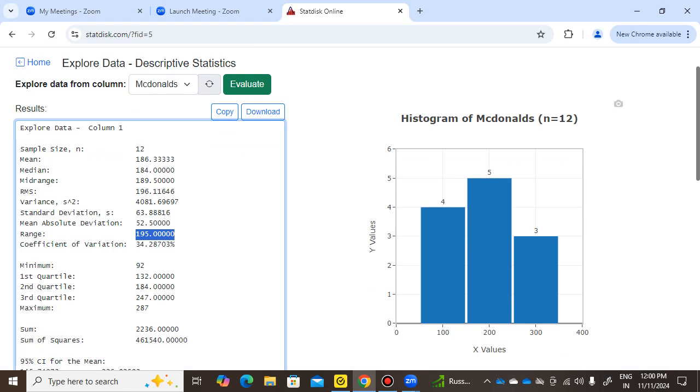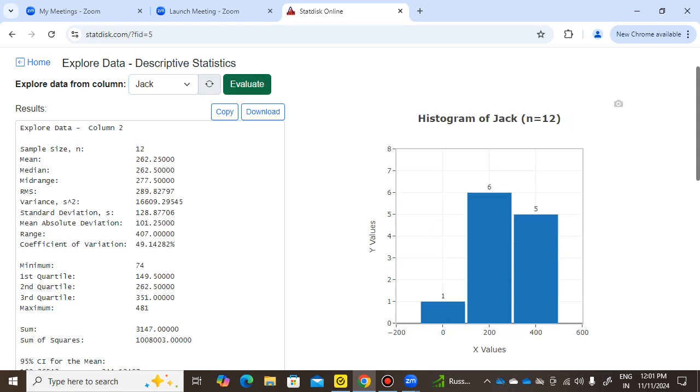195. For the variance, it's 4081.70, rounding the variance to one decimal place. And then for the standard deviation, right below that, 63.89. Okay, so again, that's McDonald's. We can look and see the mean, median, and mid-range are all the same that we had before.